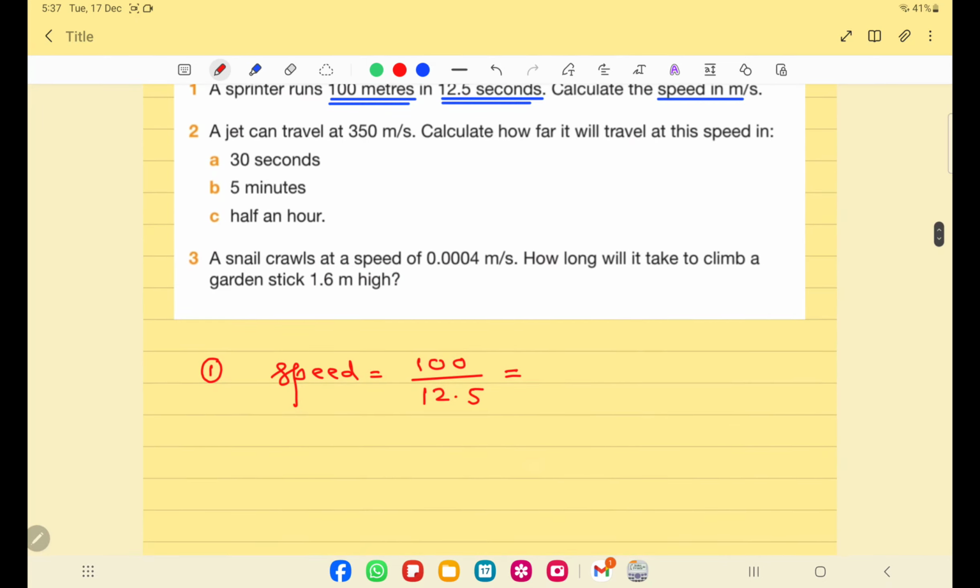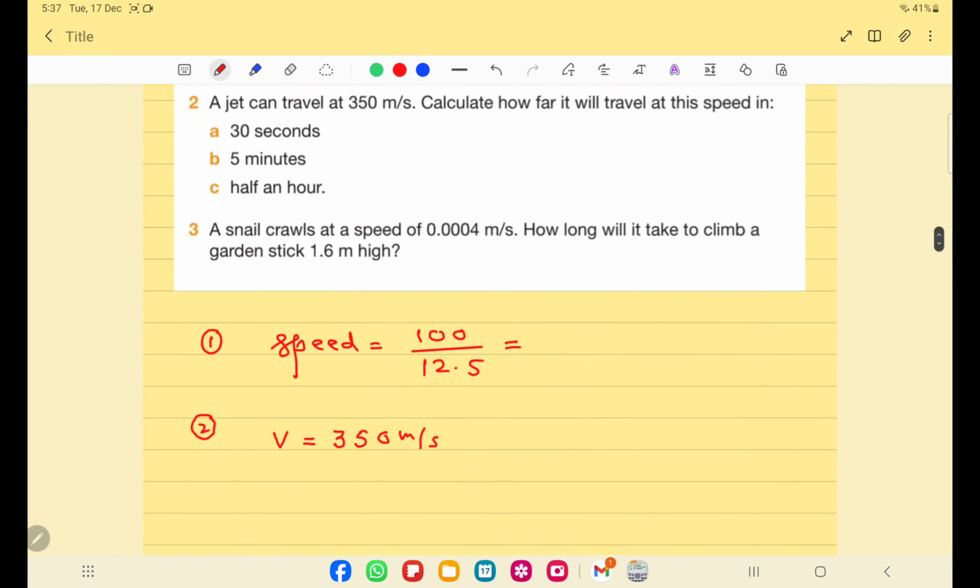Leave it. And now question number two. A jet can travel at 350 meter per second. How far will it travel at this speed in 30 seconds? Okay, I'm explaining you. You are given speed and speed is usually denoted by v, and the speed is 350 meter per second. It is the speed of the jet. And we have to calculate how far. How far means they are asking distance.